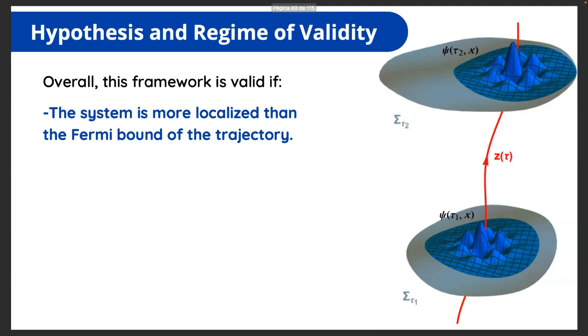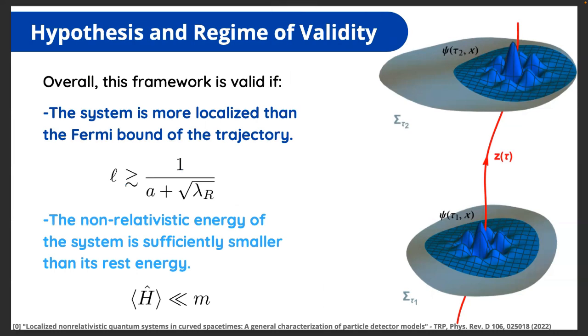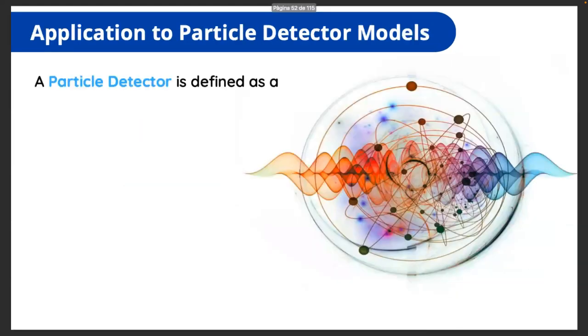And then, important to remember this: the limit of validity of this framework. Basically, we need this system to be more localized than the Fermi bound of the trajectory, which can be estimated by this. And also, we need the non-relativistic energy of the system to be sufficiently smaller than its rest energy. Okay. Under these two assumptions, we can use this formalism to describe this system.